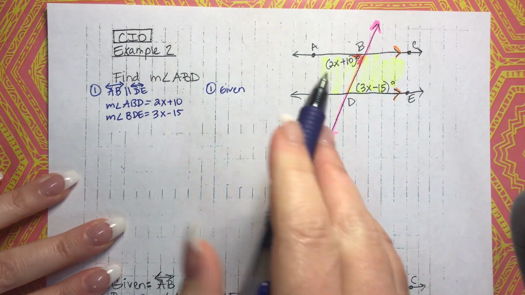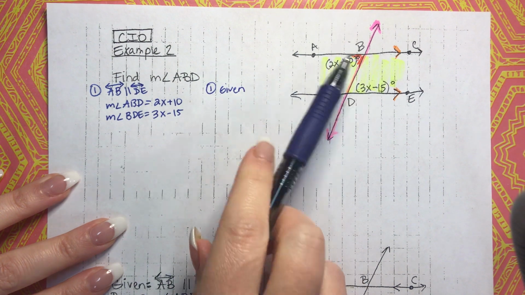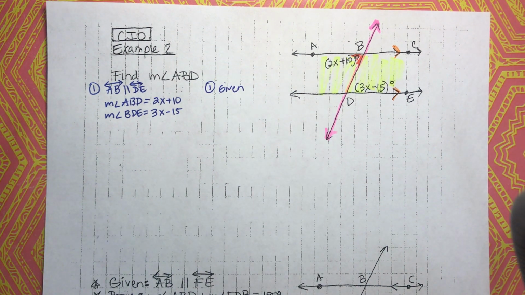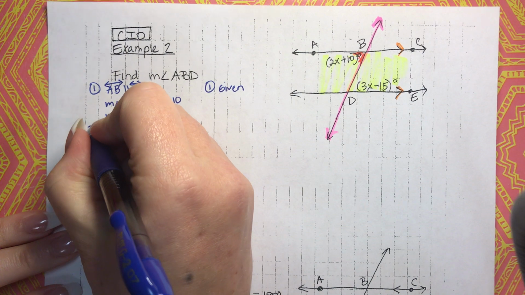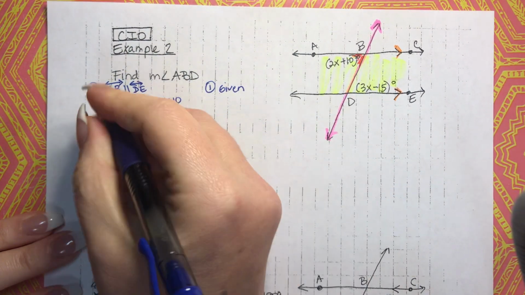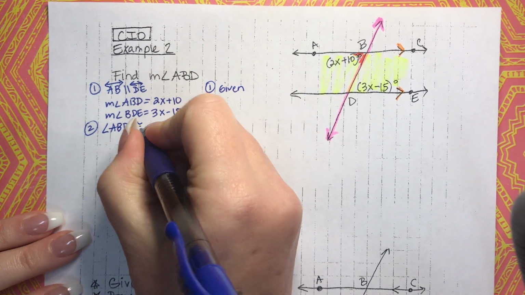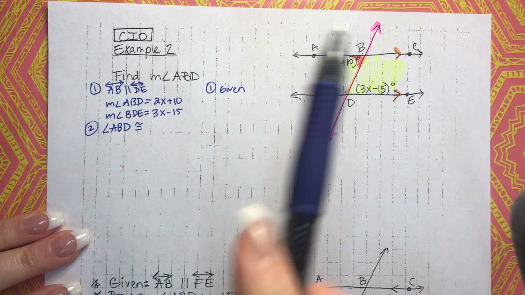Perfect. Now, what do we know? We know these two parallel lines are cut by a transversal. So we can use that alternate interior angles theorem. So the next thing I'm going to say is that angle ABD is congruent to angle BDE.